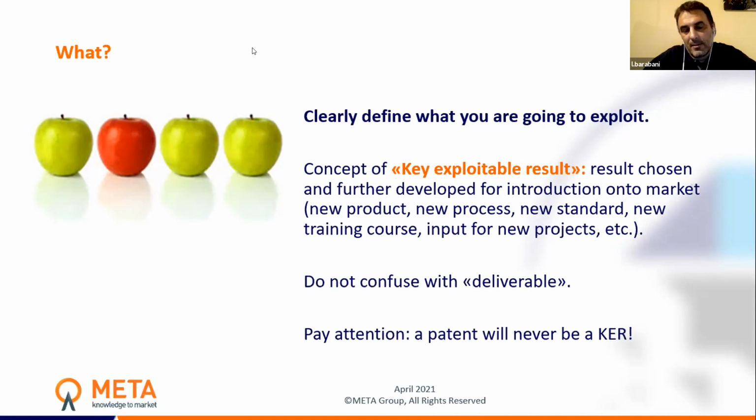Generally, when you have 5, 6, 7 key exploitable results from a project, that is a lot of results. It's very rare that you have more than 10 key exploitable results in a project. So, think very carefully about what your key exploitable result is.